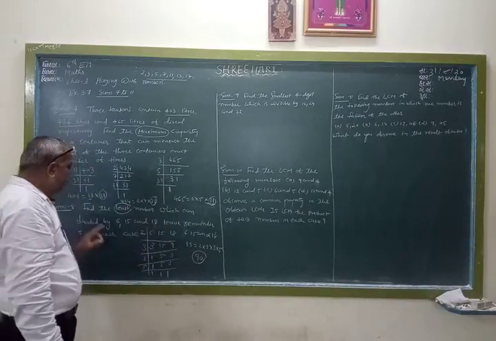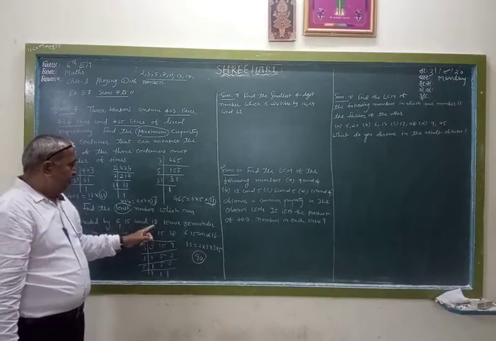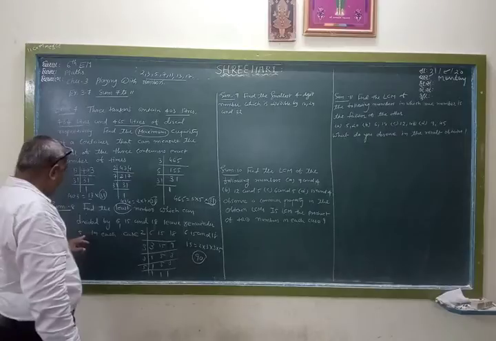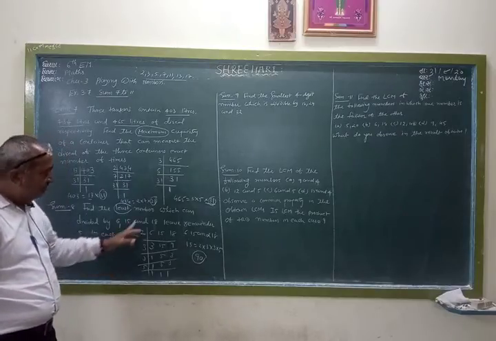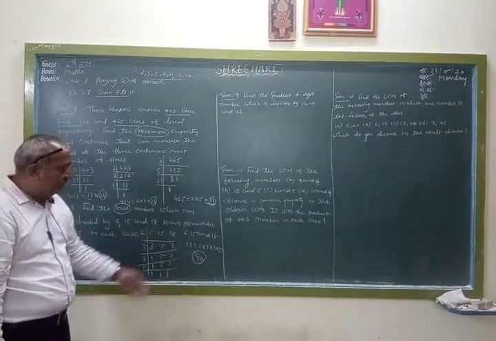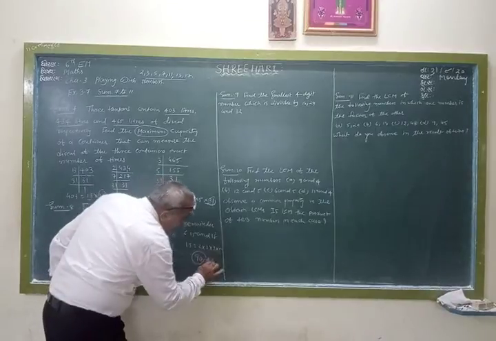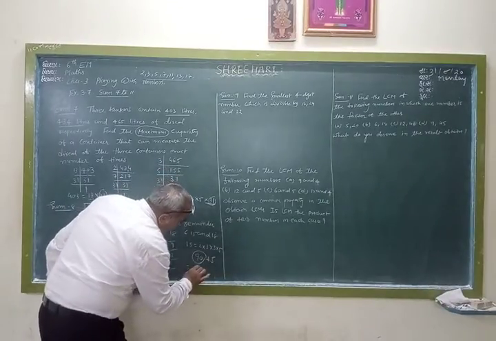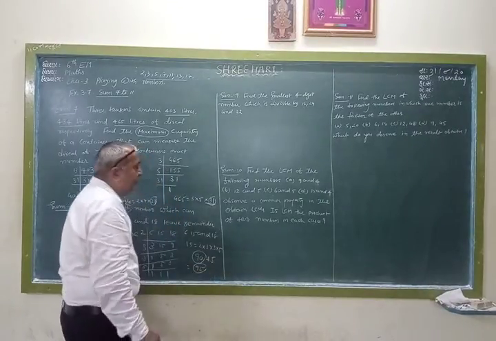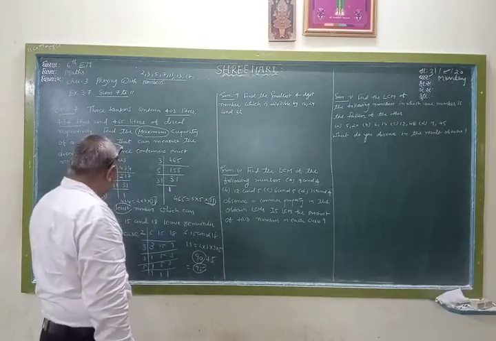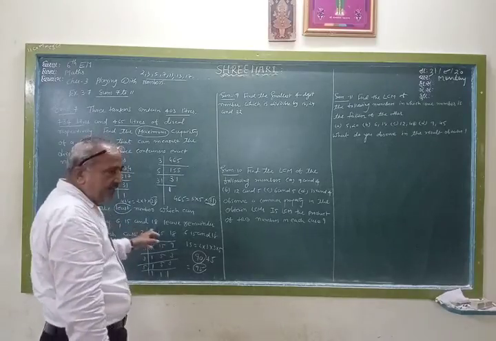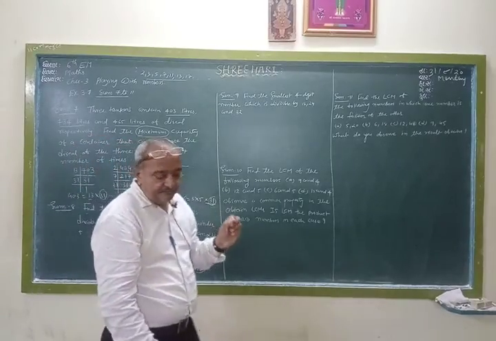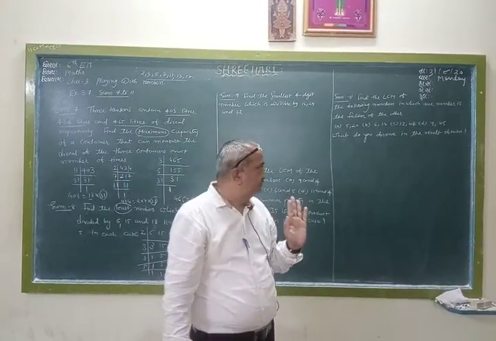But our condition is leave remainder 5 in each case. सब में 5 रिमाइंडर बचनी चाहिए, so we add this 5. This is 95. So 95 is the number which can be divided by 6, 15 and 18 with remainder 5.